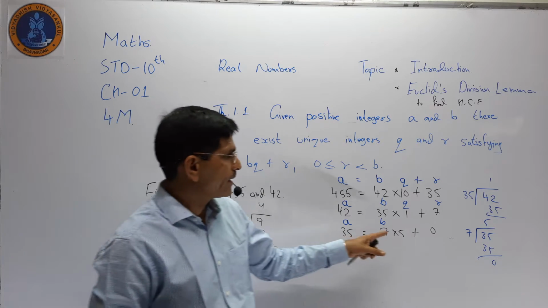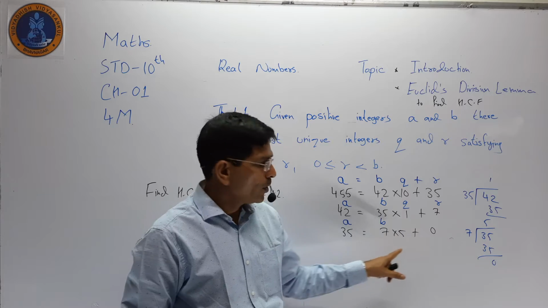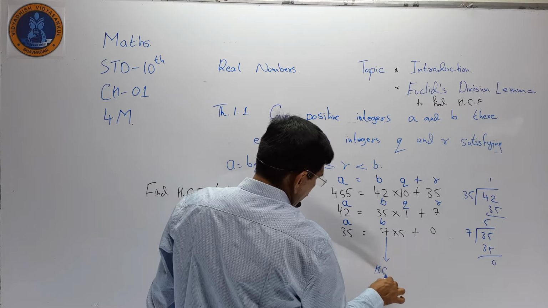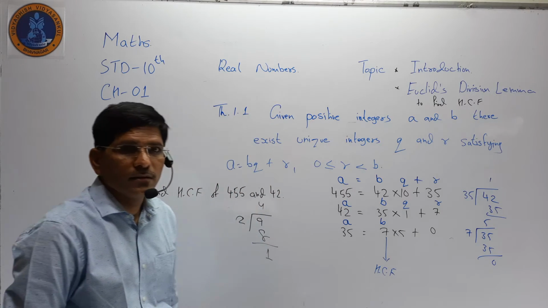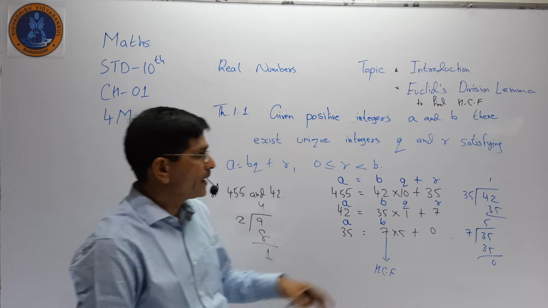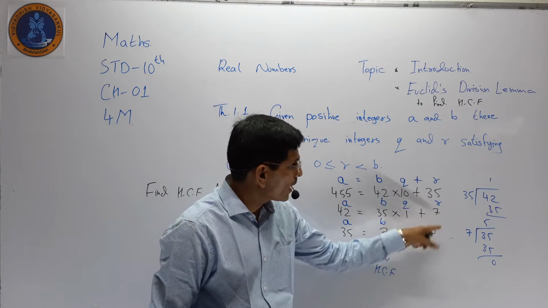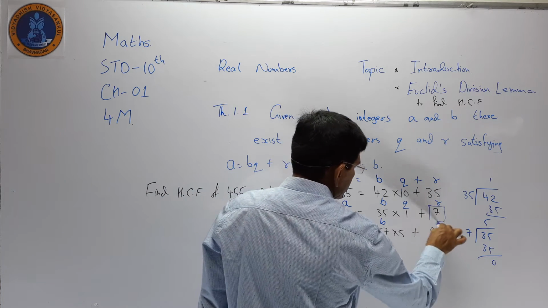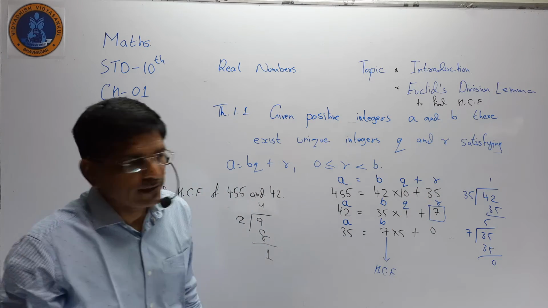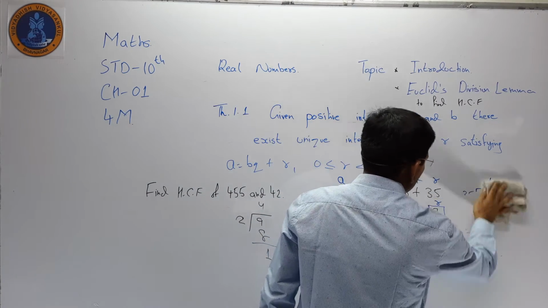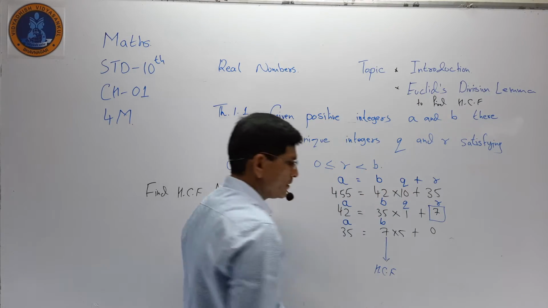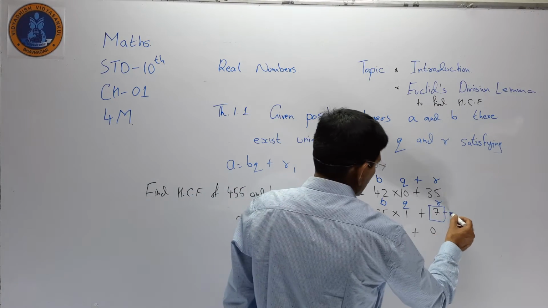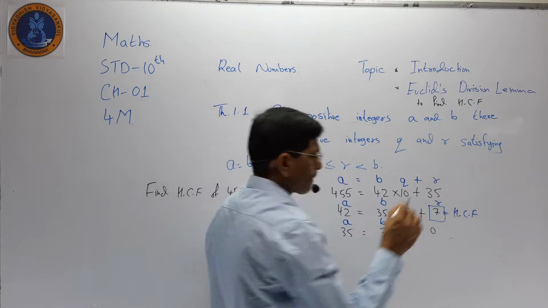Either when you get 0, your B must be your HCF, or another way, the non-zero remainder above. When the remainder is 0, the non-zero remainder above, that is 7, we can also take as the HCF. Two things we have to remember. Either when the remainder is 0, at that time you can take B, or here it is also the HCF.